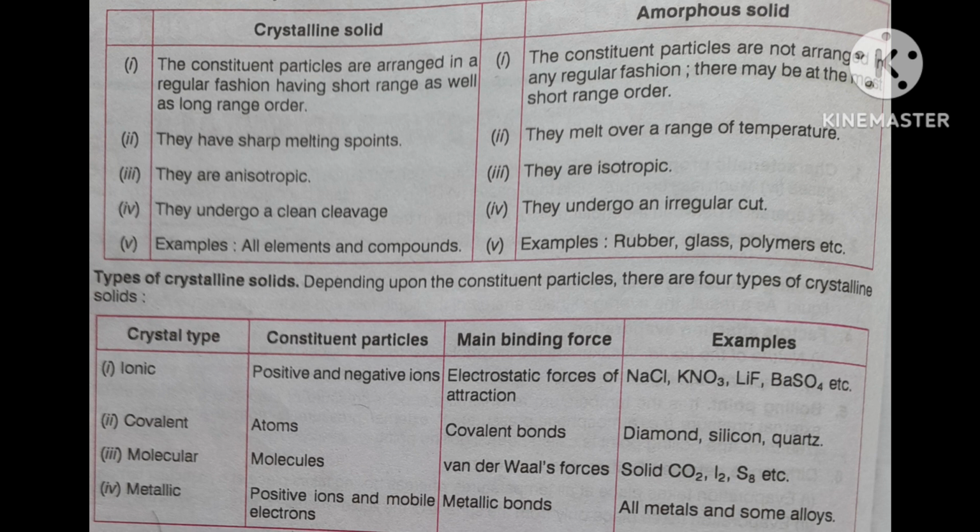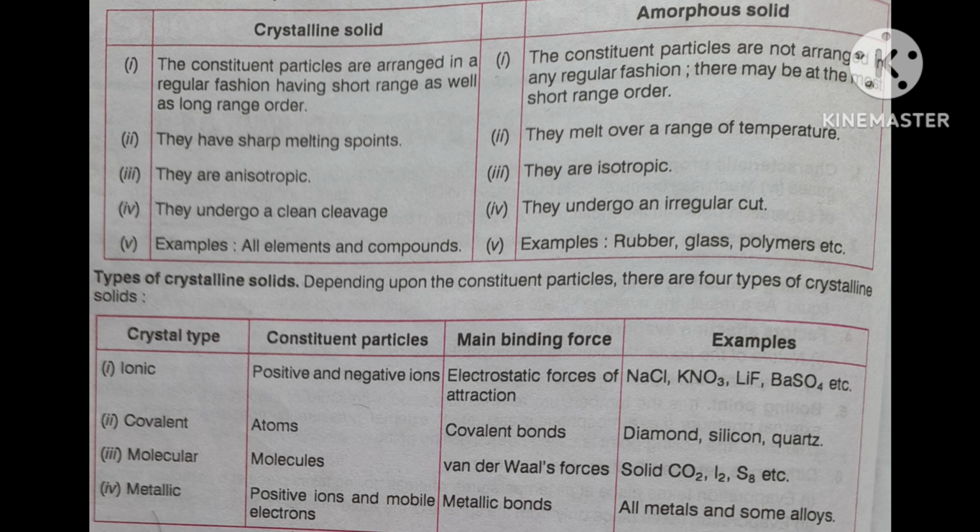Dry ice, solid carbon dioxide. Second example is iodine solid, I2. Third example is sulfur, S8. In 1 molecule of sulfur, 8 atoms are attached. That's why it is known as S8. So the examples I told you: solid CO2, iodine solid I2, S8, etc.